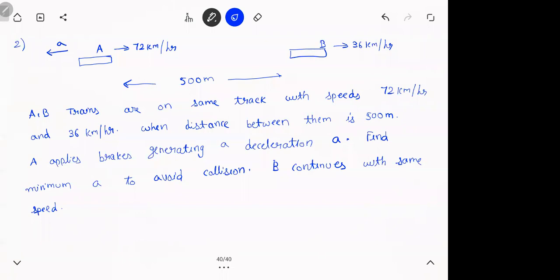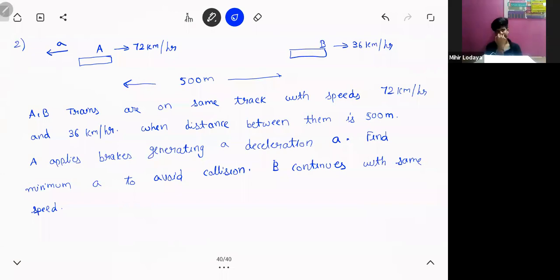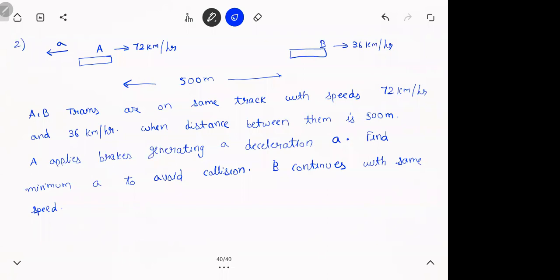So now you tell me, in order to avoid the collision, should A stop? If A's speed becomes 36 or less than 36, it will not collide, right? Are you getting my point? If the speed of train A becomes 36 or less than 36, they will not collide. There is no need for A to stop. Hope you're getting my point. Continue. I just wanted to ask you that, nothing much. Carry on. I'll give you another minute.